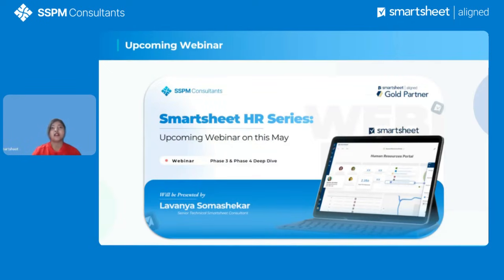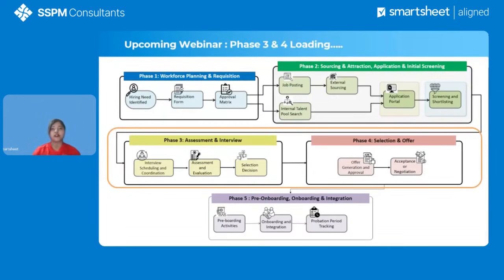So today we fixed how hiring starts, but hiring doesn't end at screening. What you saw today is just the foundation. Phase 1 and phase 2 brings structure, but phase 3 and phase 4 brings control. So what happens next? Interviews, decisions, offers, negotiations. This is where most organizations lose their best candidates.